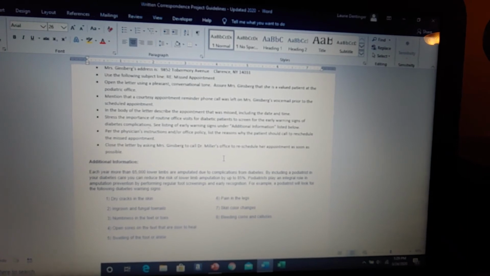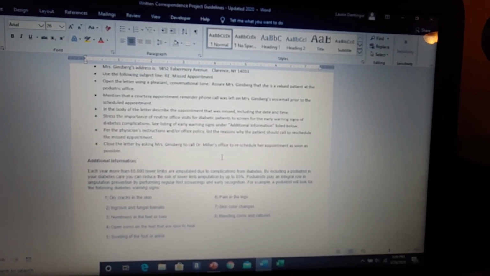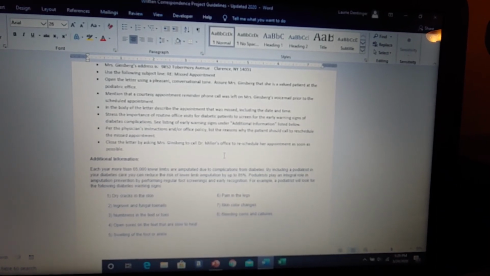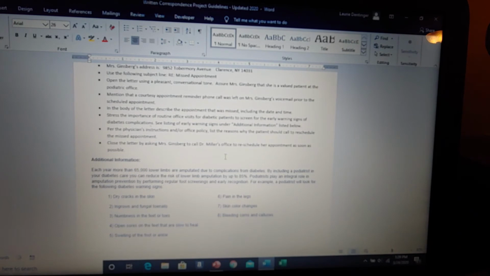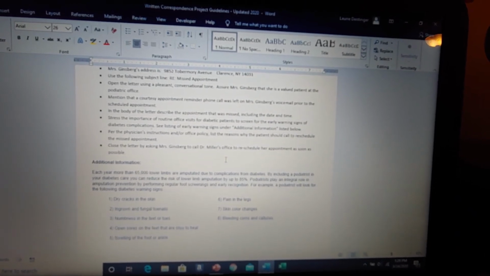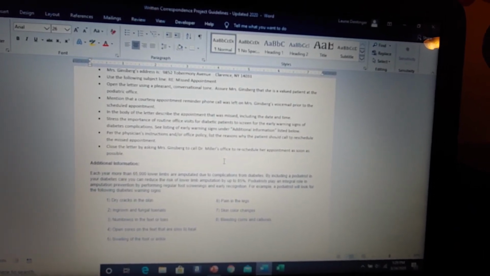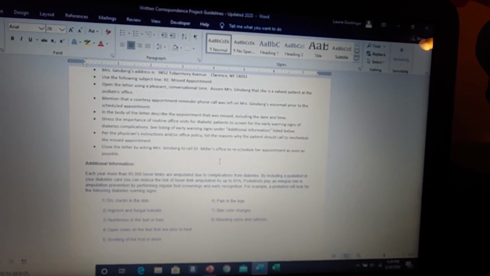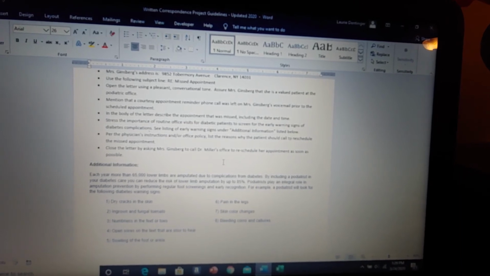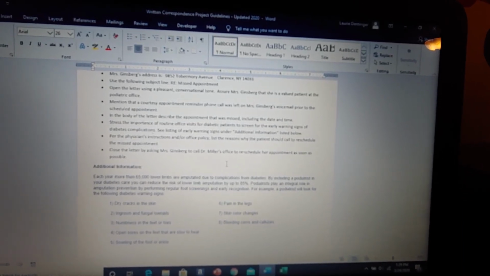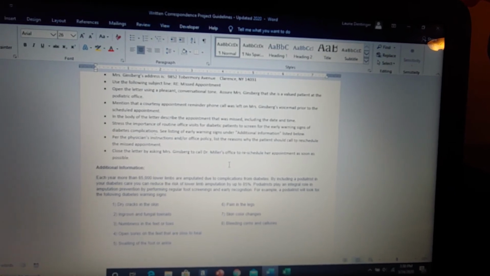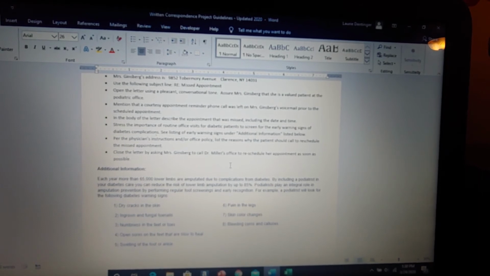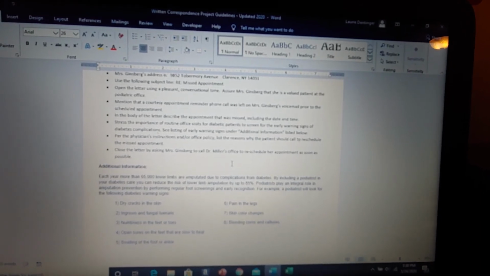But feel free to mention some of the things that Dr. Miller would be looking for in a diabetic patient, such as dry cracks in the skin or fungal toenails or open sores on the feet. Those sorts of things are some big warning signs for some much bigger complications. You want to mention the office policy for no call, no show, and also the reasons why a patient should call to reschedule. So the reason why they should call to reschedule is pretty obvious. She's diabetic and she needs to really have a screening appointment done.